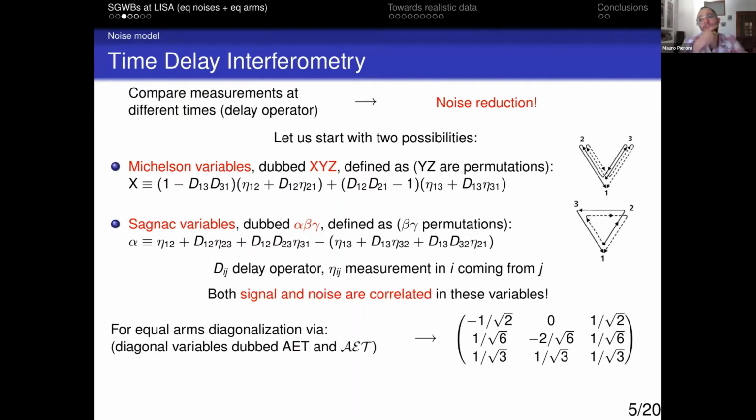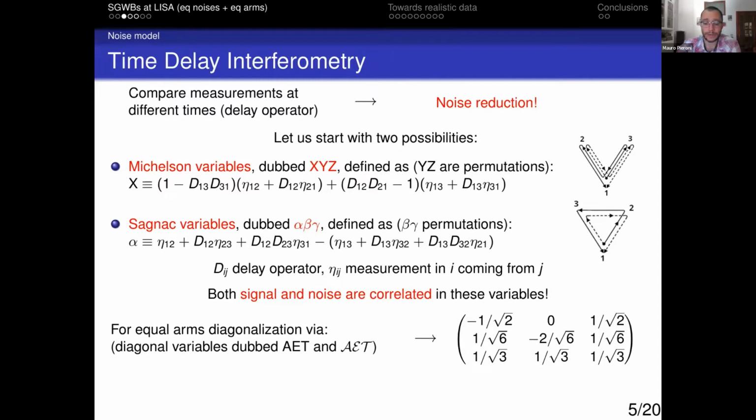Actually, if you try to use these variables, what you learn is that they are correlated. So you would want to move onto a basis where your variables are orthogonal. And these are the so-called AET variables, which, on the other hand, I'm dubbing with this math called AT for the Sagnac variables. And in the equal arm case, you can do this by using these very simple transformation matrices.